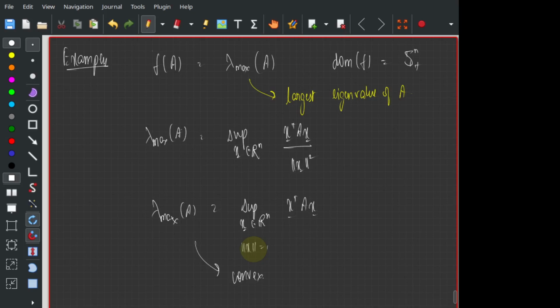Sorry, A is positive semi-definite. So the domain of f is the set of all positive semi-definite matrices. What is the second derivative test for convexity? The Hessian of this is simply A, and A is positive semi-definite, so this is convex.